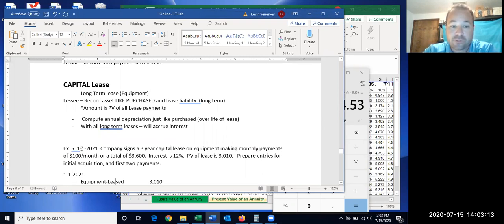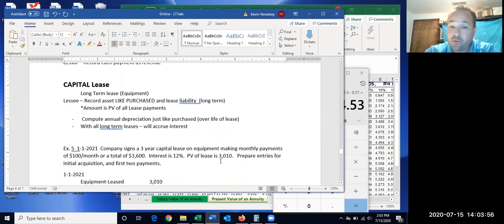Okay, so I got my example here. We're on the first day of the year. We have a 3-year capital lease, so I go ahead and tell you it's a capital lease. Otherwise, in day-to-day life, you would have to make that determination: is this a capital lease or an operating lease? So the capital lease on our equipment, we're making monthly payments of $100 a month for a total of $3,600. So hopefully you see where I got that. $100 a month for 12 months is $1,200. $1,200 for 3 years is $3,600. So that's how much we're paying. Interest is 12%.